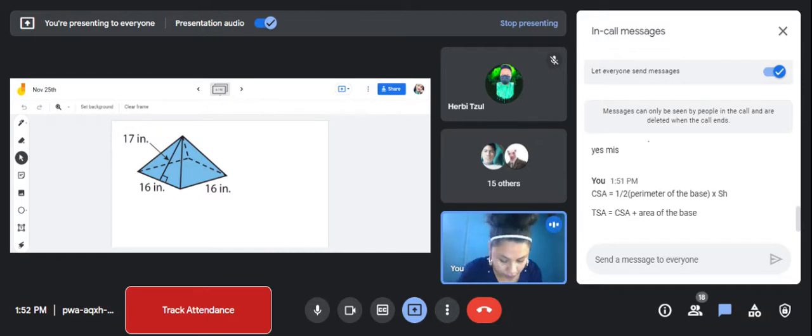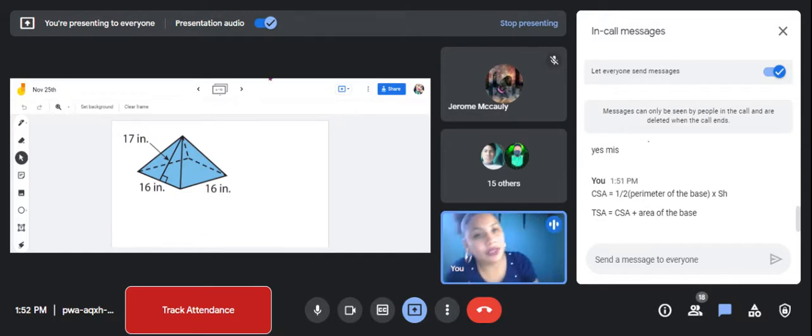This is our pyramid. Now, looking at this pyramid, what kind of pyramid is it? Square base pyramid, miss. A square-based pyramid. Very good. So, by using the formulas that are given to me, I first need to calculate this curved surface area. So that's what I'm going to be doing first.